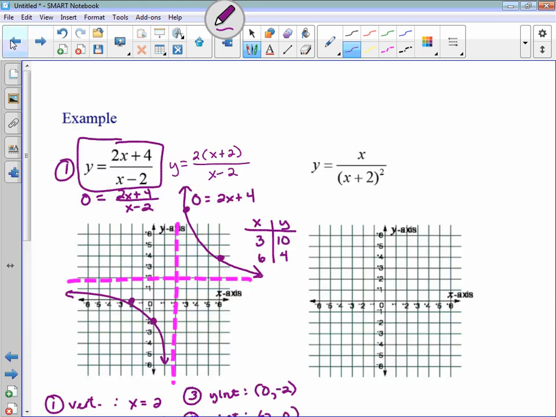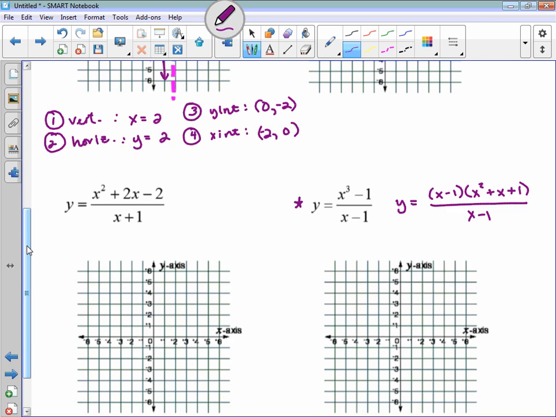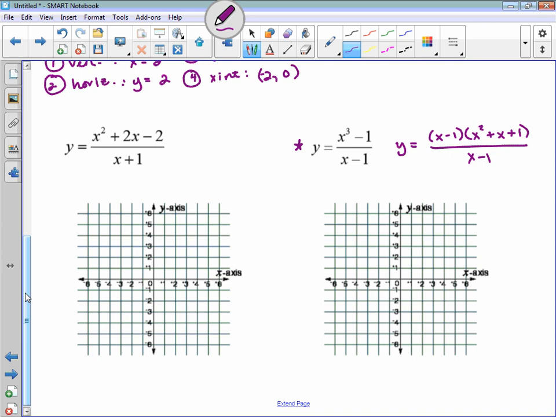Okay, so let's look at our graph now. This time, does anything cancel out? What goes away? Okay, that is gone. What does that mean? Think about your types of discontinuity. What happens when they cancel out? That creates a hole. So we know we are going to have a hole, and it's going to happen when x equals 1, right?